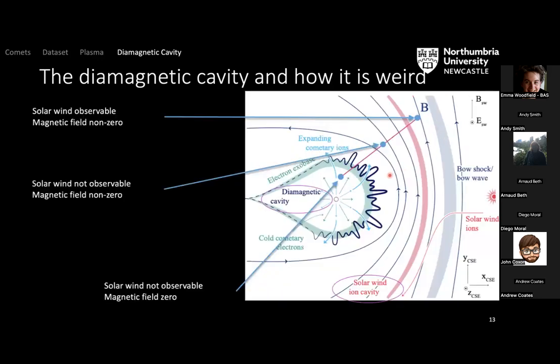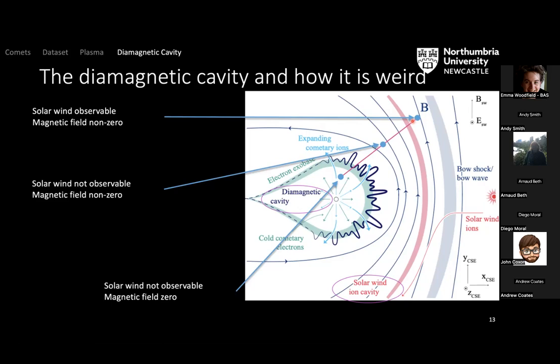Right, so what do we expect to measure? If you imagine your spacecraft sitting on these three dots, there are three different regions. So what you see is that the solar wind comes in from the right-hand side, and it gets decelerated because it has to transfer some energy and momentum to the cometary ions. It's usually done through the convective electric field, but I'll come back to that later.